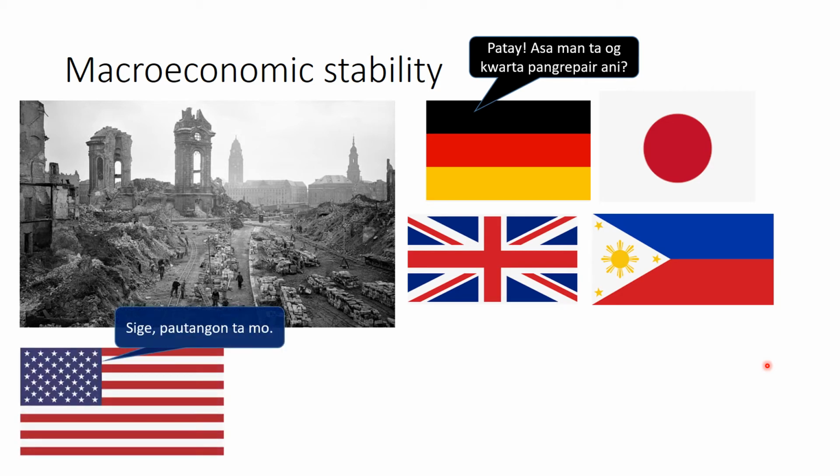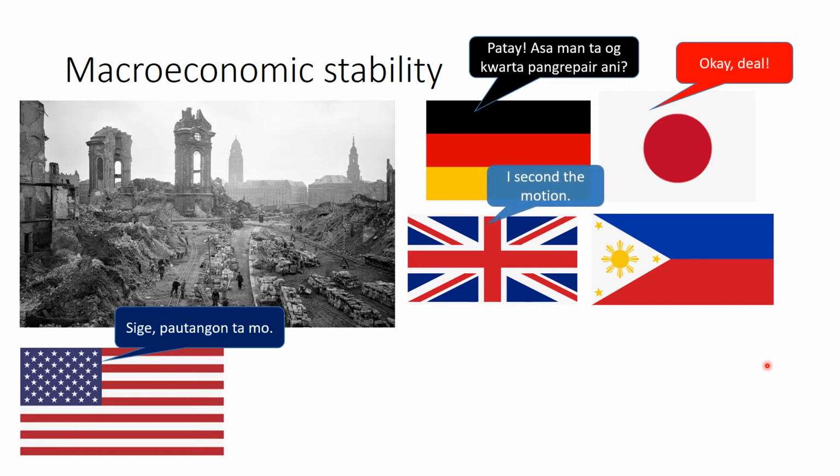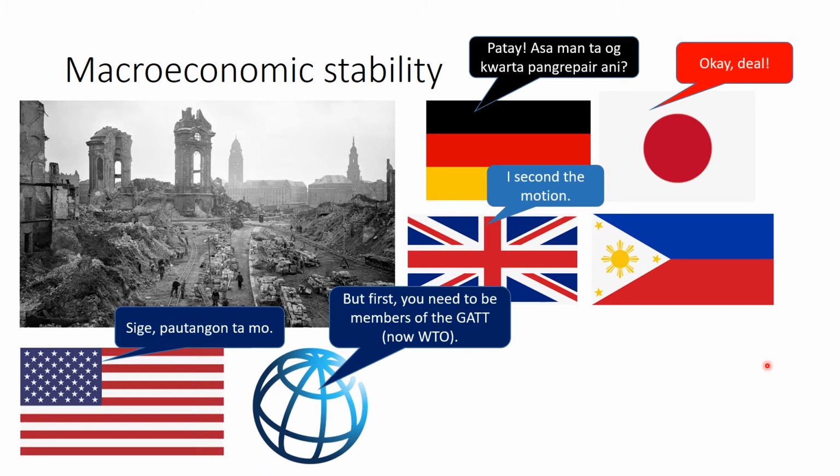And then enters the US. O sige, pangutang, patangon ta mo. Anya, okay ang Japan, okay ang UK. Anya, ang World Bank. But you need to be a member, you need to be members of the GATT, the General Agreement on Tariffs and Trade, and now the World Trade Organization, para makautang ang mga countries.